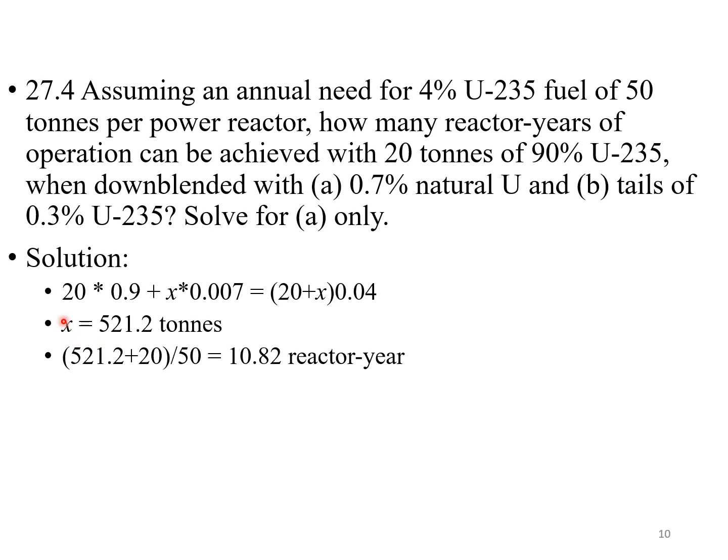Pay attention that this x is the total mass of the natural uranium. So the total mass of the product will be this x plus 20 tons. This is the total mass of the 4% product. Each reactor year will consume 50, so we divide by 50. That is 10.8 reactor years. That's it.